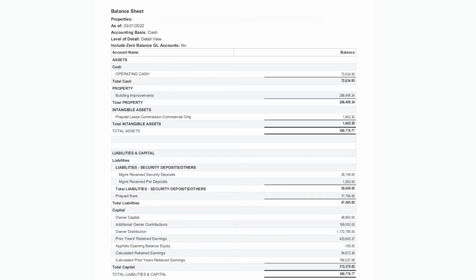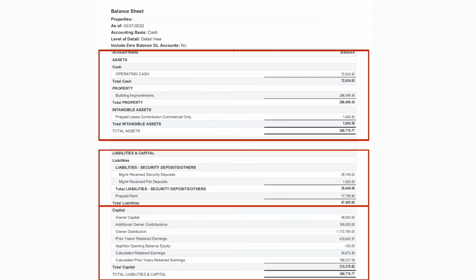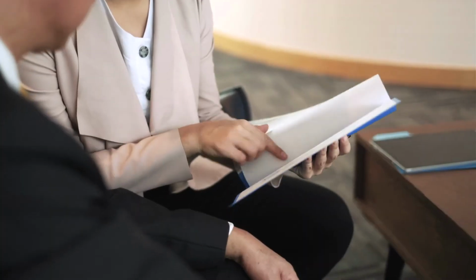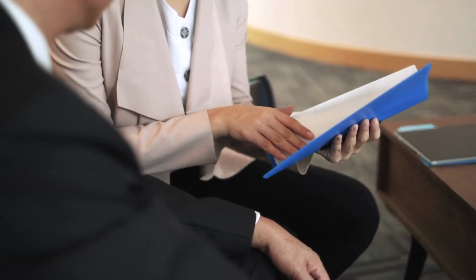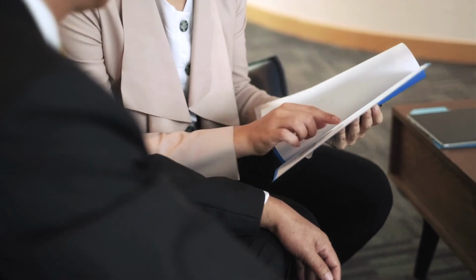This statement provides a high-level snapshot of your property's performance by reporting assets, liabilities, and owner equity, all in the same place. Your balance sheet is a key report that you or investors will use to monitor the long-term financial health of your rental property.